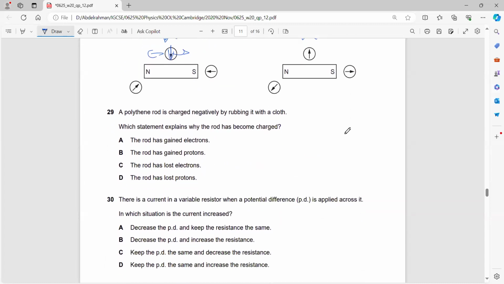A polythene rod is charged negatively. The rod is now negative. Which statement explains why the rod has become charged? That's negative, so it gains electrons. Yes, we know. Negative, so it gains electrons.